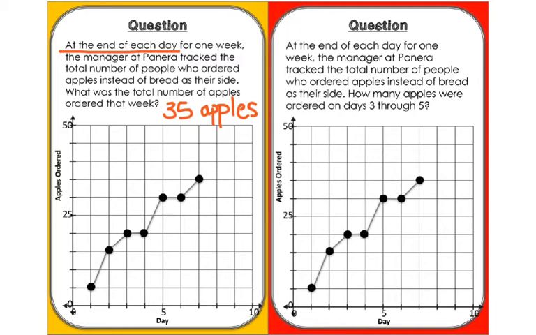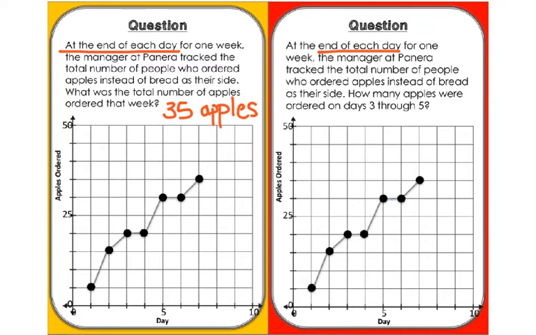All right, same situation here. It's at the end of each day. The manager at Panera Bread is looking at how many apples are being sold instead of bread. So the question here is, how many apples were ordered on days 3 through 5? Now this one can be a little tricky because initially you might want to start looking at day 3 and go to day 5. However, remember, if we're looking at day 3, that's at the end of the day. So we're not figuring out how many are actually sold then. So we would need to go back to the end of day 2 to see how many were sold through day 3 and then up to day 5.